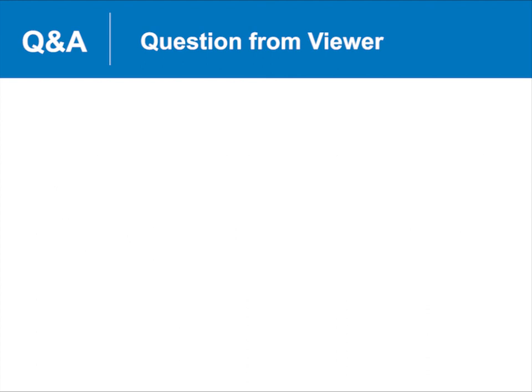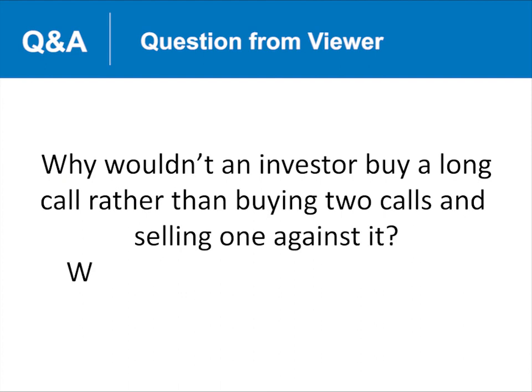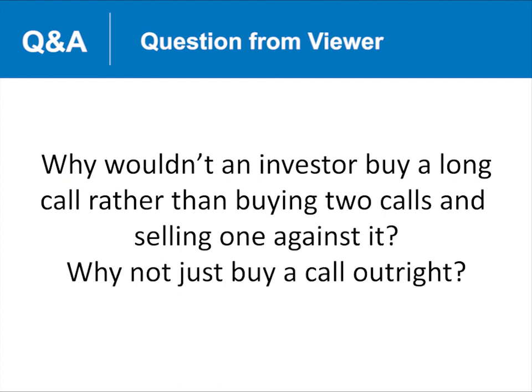So that makes sense. Now, we just talked about backspreads. Why wouldn't an investor just buy a long call rather than buying two calls and selling one against it? Why not just buy a call outright? Well, because if you buy a call, that's money out of our pocket. We can sell two calls and bring two calls in and pay for that call. Now, of course, we have to put margin up, so it's not free. It's not like I'm getting this call for free. We're putting margin in here, but we're looking for volatility to come down so those prices come down.